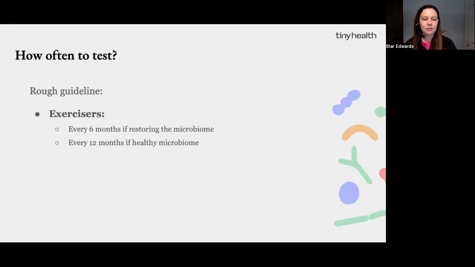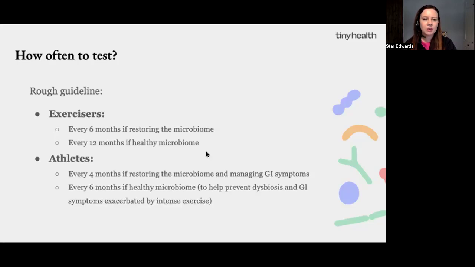However, if they have a healthy microbiome, they feel like they're pretty healthy overall, perhaps it's something they do as part of their annual wellness and being proactive. So every 12 months. For your athletes who have a more consistent, rigorous training schedule and who have a little bit more stress, then I would recommend every 4 months if they're restoring the microbiome and managing GI symptoms. Every 6 months if they have a pretty healthy microbiome. This is because they're going to be exposed to those dysbiosis risk factors at a very high level with their stress and intense workout schedule. So we will need to test more often to be able to stay on top of it.